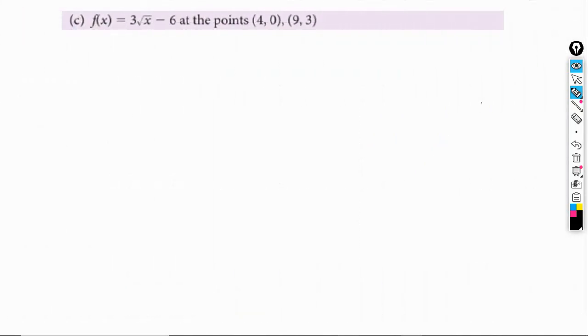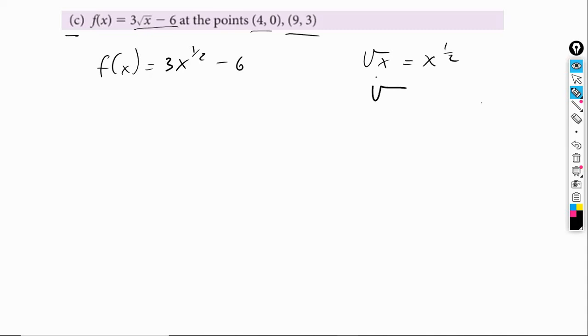Okay, so now we are going to do letter C, which says f of x equals 3 square root of x minus 6. And we're going to do the same thing for the points (4, 0) and (9, 3). So notice that we can rewrite f of x as 3 times x to the 1/2 minus 6. Recall that if you have square root of x in exponential form, that's going to be x to the 1/2. Just like if you have cubic root of x, that would be x to the 1/3, and so forth.